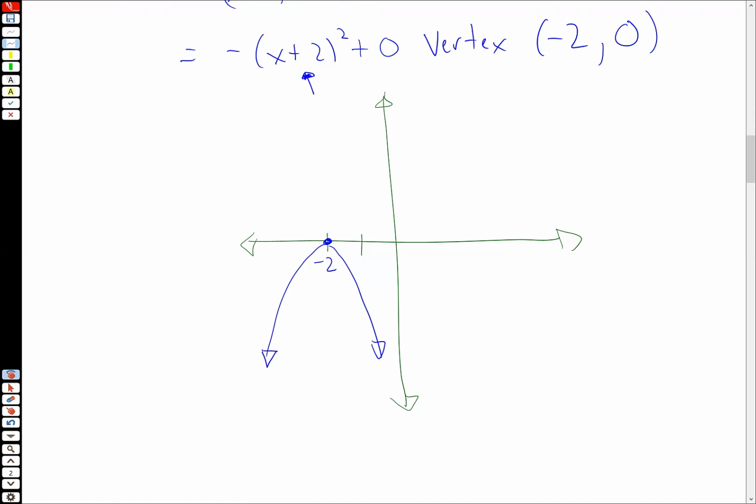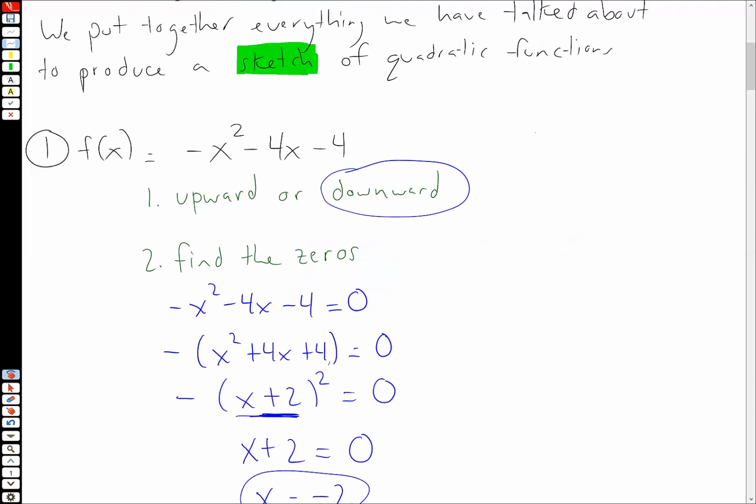Now, if you're not comfortable with just graphing like this, you could plug in more x values and get more points on the parabola. That's also possible. For instance, if we plug in, let's plug in 1, because that should be a nice number. We'll get -1, -4, -4, which is -9. So we know that the point 1, comma, -9 is on our graph.